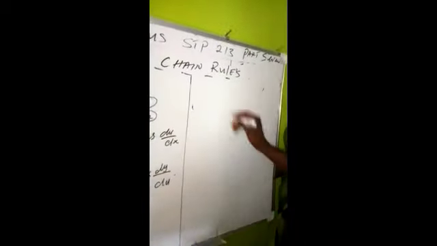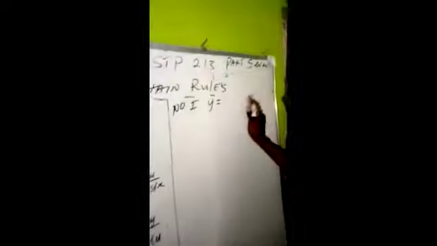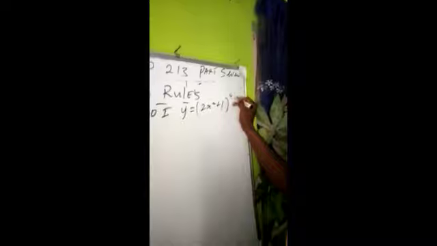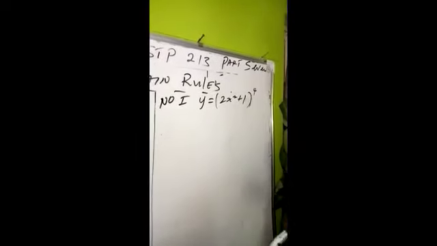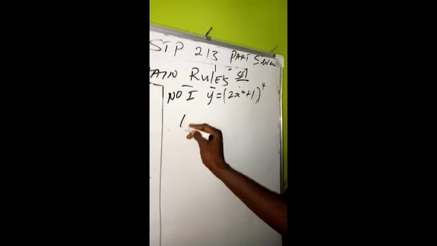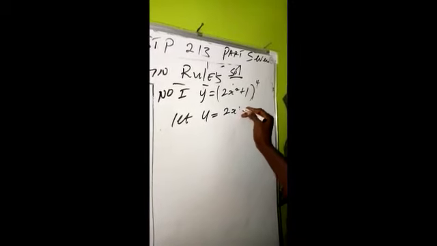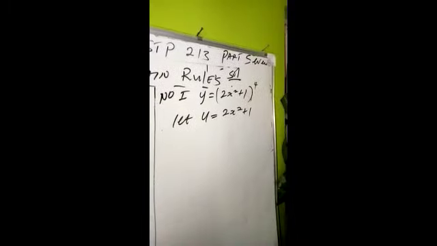Number one, we have y equal to (2s squared plus 1) raised to power 4. How do you do this one? This one comprises only y and u. So, remember, this is the solution. Let u equal 2s squared plus 1. That is the first thing you have to do.